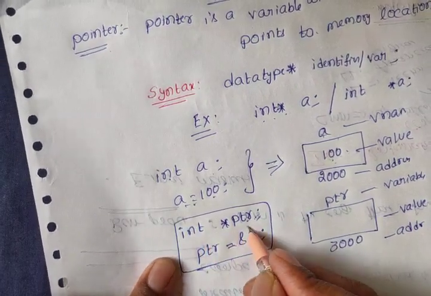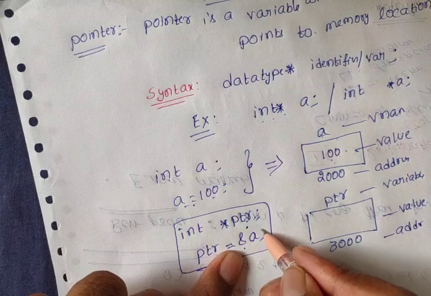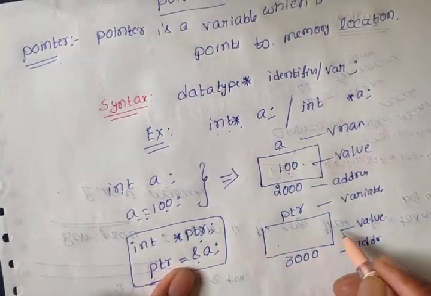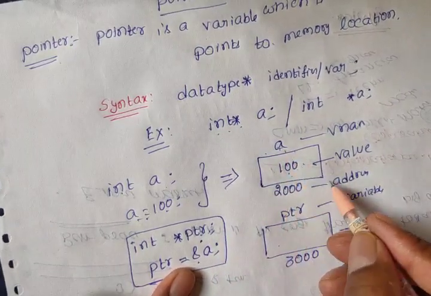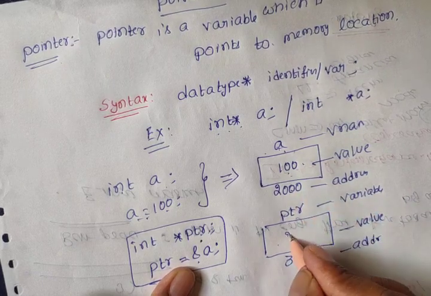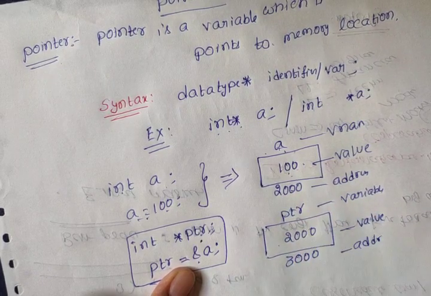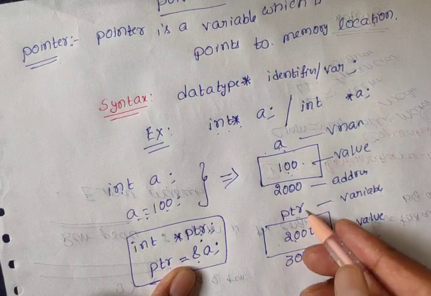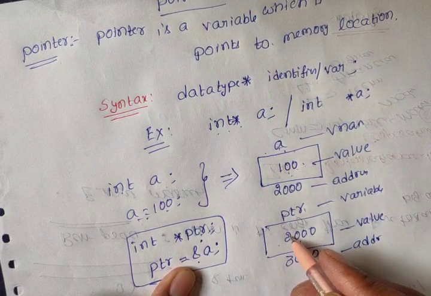This is the pointer variable which contains the address of a. What is the value here? What is the address of a? The address of a is 2000. So ptr means 2000. If you want to access it, what is the value of this location?